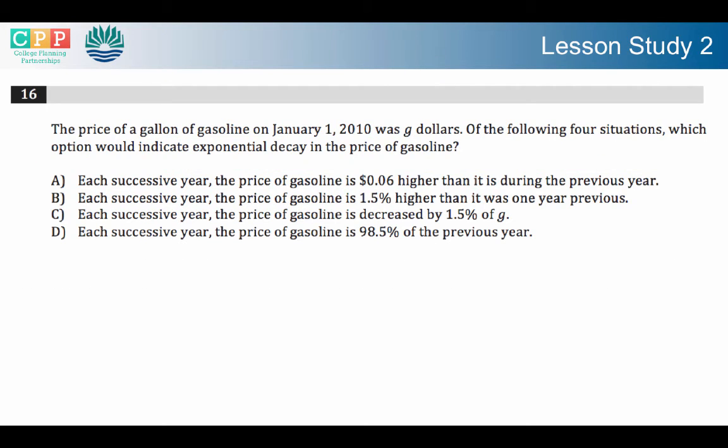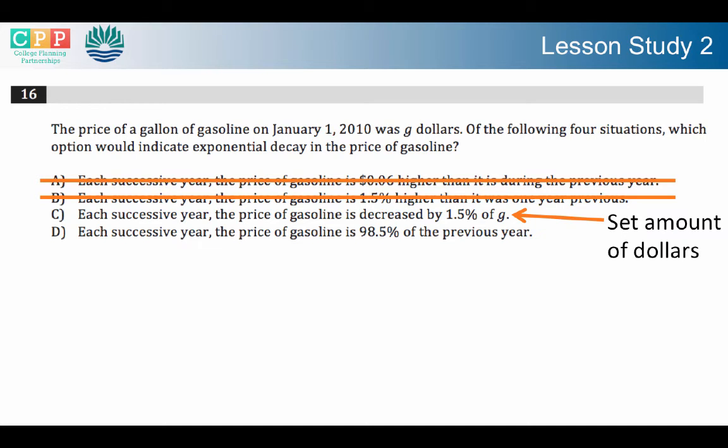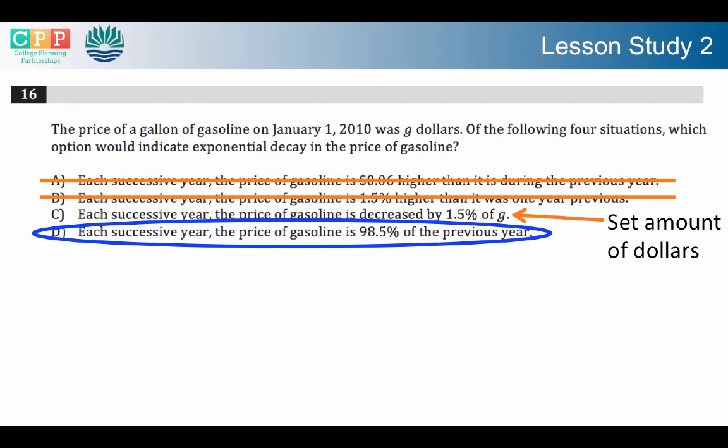For 16, it's the same options, but which one of these indicates exponential decay? So we can get rid of A. We can also get rid of B because it is actually getting higher. C tells me it's 1.5% of G. If we look back at our question, the price of a gallon of gasoline in January 2010 was G dollars. G is a set amount of dollars. So we are decreasing it by that set 1.5% of that set amount, which makes it a linear decrease. I'm left with answer D.